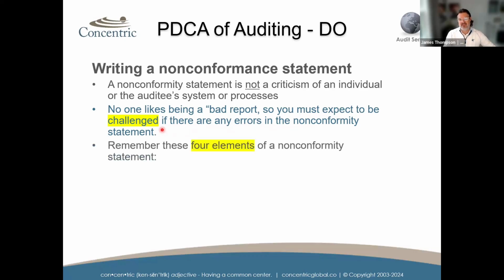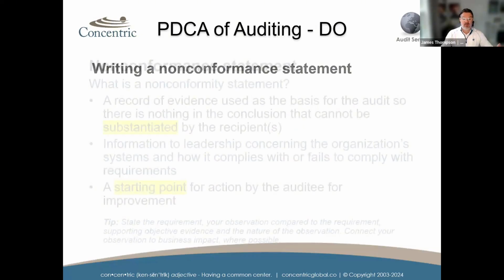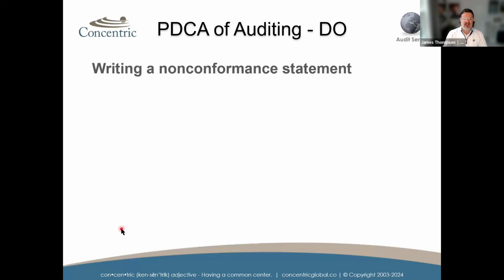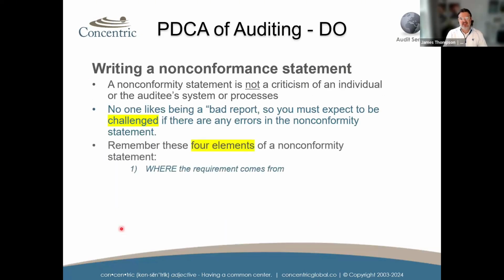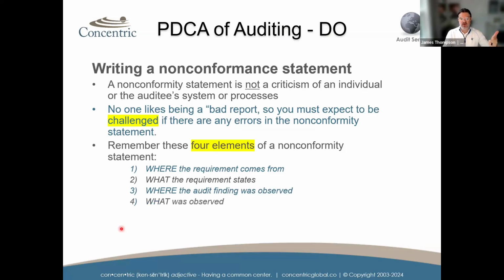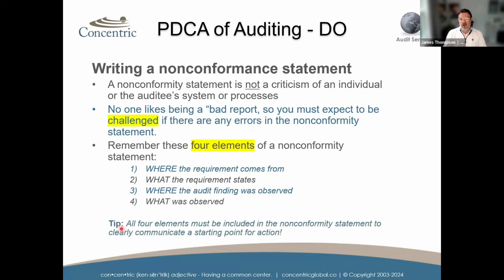Remember these 4 elements. This is what kind of helps to summarize this tip that's given down here on the last slide. So where did the requirement come from? What did the requirement state? So that's kind of, sentence number 1. Sentence number 2, where the audit finding was observed and what was the observation or what was observed. All 4 elements must be included in the nonconformity statement to clearly communicate a starting point. Now, I want to point this out just because we're talking about standards.